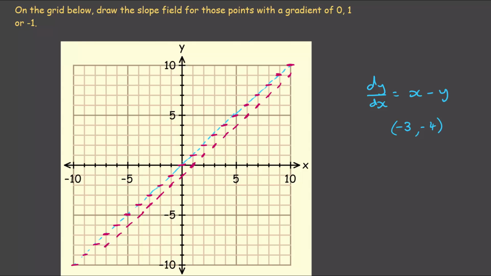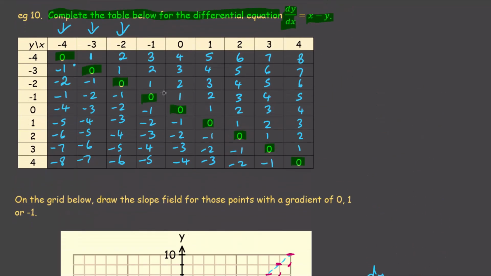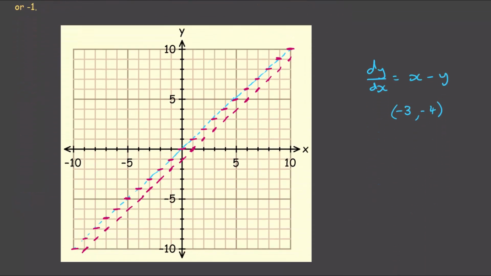And we'll go back up and we'll look at the table and show that that actually works. So, for example, negative 3, negative 4, the gradient there was 1. And then the next line up, for example, taking x is negative 3, y is negative 2, that's going to give us a gradient of negative 1. So negative 3, negative 2 will have a gradient of negative 1. And then that is going to be the same all the way along that straight line there.